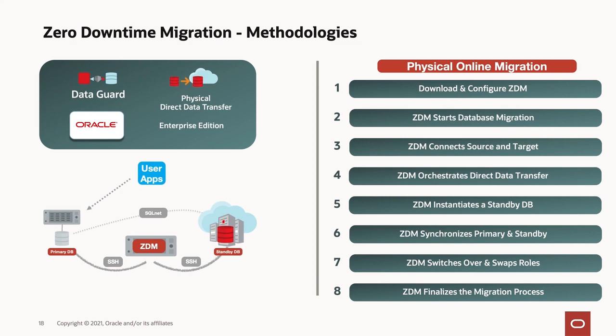Starting in 20.2, the physical online migration also added the possibility of doing a physical direct data transfer. This works quite similar to the previous workflow, but let's just dive into the differences. So again, we download and configure ZDM, provide all the information, and then ZDM will start the database migration, connect to the source and the target, and orchestrate a direct data transfer between them, then instantiate a standby, synchronize both primary and standby, and perform the switchover and the role swap, and then finalize the migration process. Thus, we avoid the need for the external backup location this way.